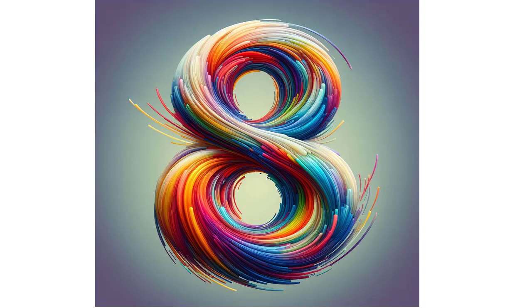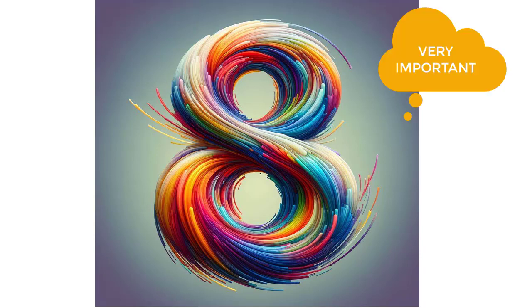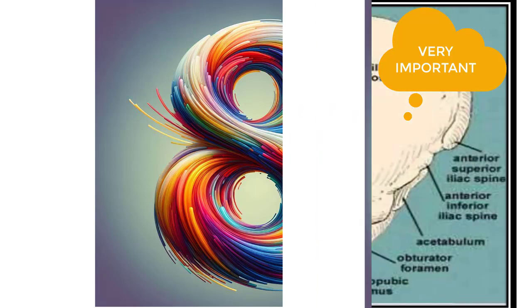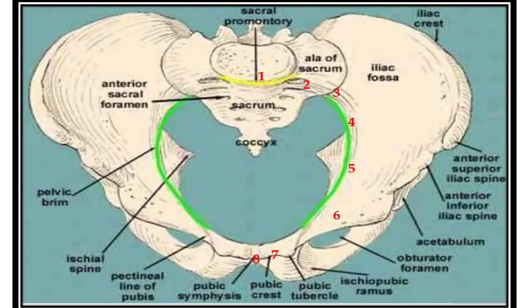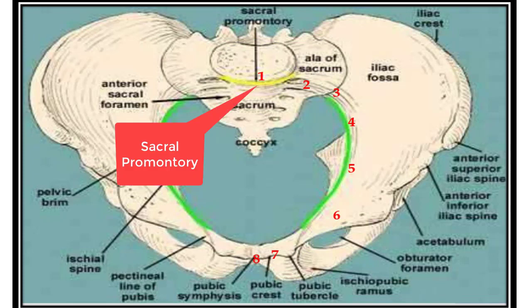From the exam point of view, it's very important to remember these anatomical landmarks in sequence. So look at this image and replay this part again and again so that you never forget these landmarks, because they are very important. First is the sacral promontory. As the name indicates, promontory, it's the most prominent bulge, and this bulge is present on the anterosuperior part of the body of the first sacral vertebra.